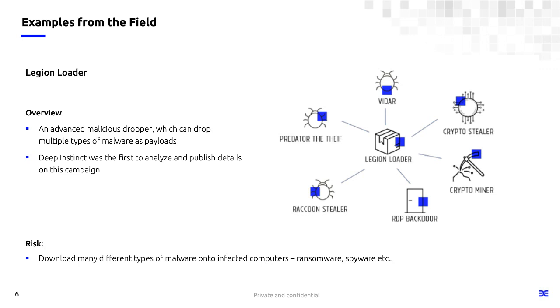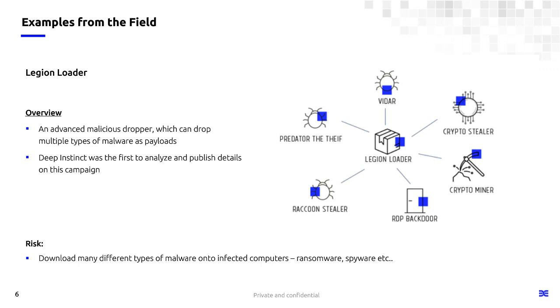So I'd like to start off with a campaign called Legion Loader. Legion Loader is a dropper, which is very advanced and can drop many different kinds of malware as payloads. You can see on the right-hand side examples of the malware that we saw dropped by Legion Loader when we analyzed it. These are mostly information stealers. However, we also have a backdoor here and a miner. And we are sure that the malware dropped by Legion Loader is not limited just to these samples, but could also be more types of malware.